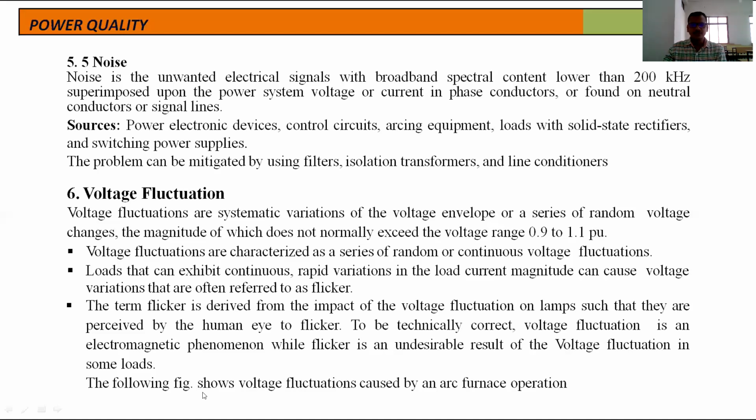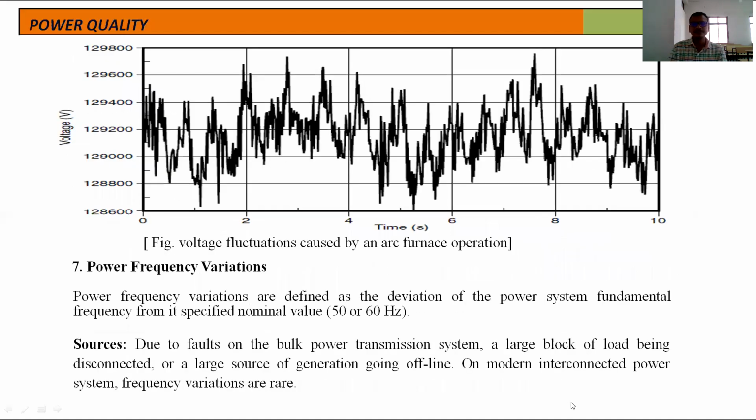The following figure shows voltage fluctuations caused by an arc furnace operation. Okay, here we can see continuous changes in the voltages, fluctuations. It should be smooth sinusoidal, but instead of smooth sinusoidal, it is zigzag sinusoidal. This is caused by voltage fluctuations due to different load changes. This voltage fluctuation is caused by an arc furnace operation. You can observe.